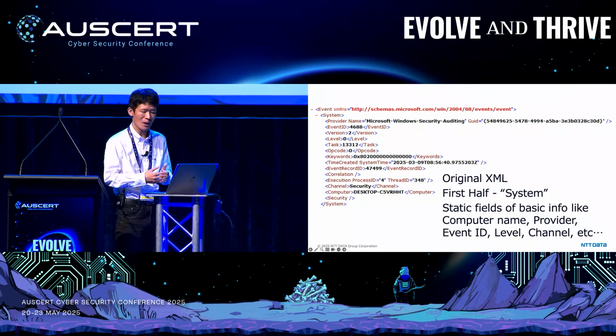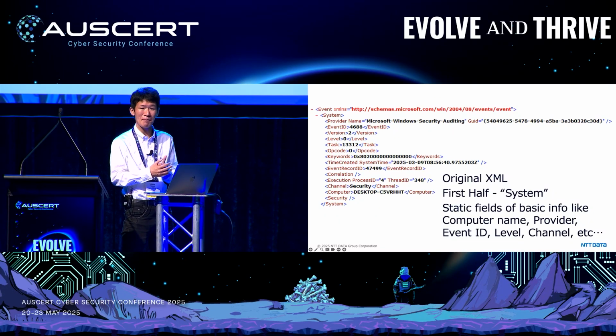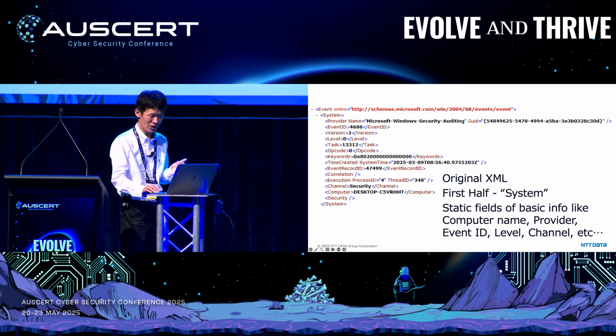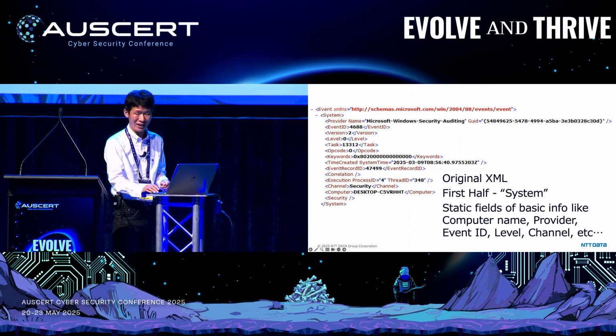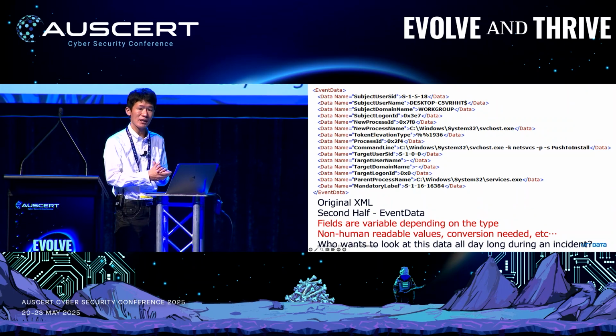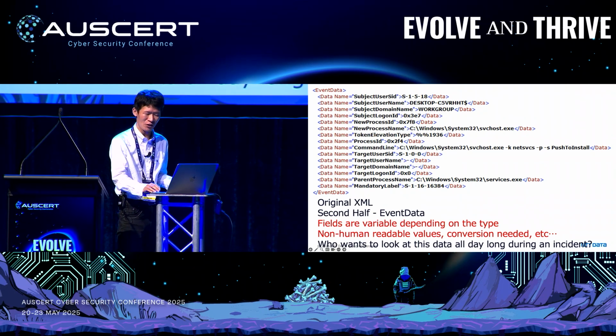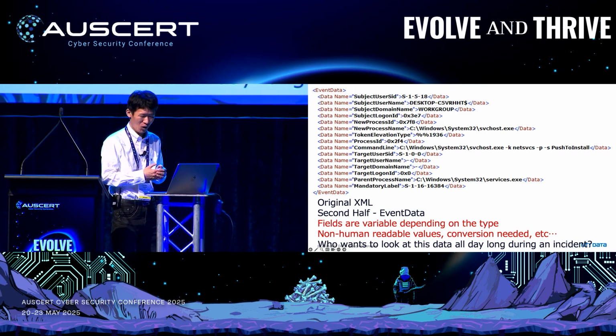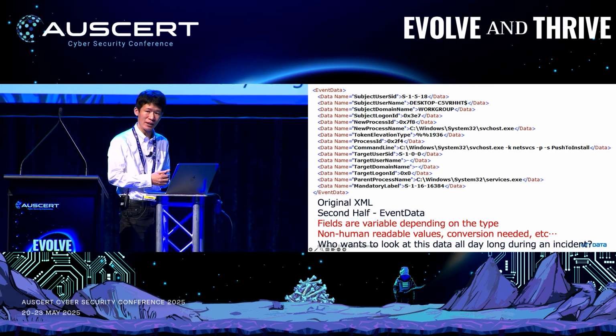This is an illustration of how an event appears in XML format within the Event Viewer. In the XML content, the first part is enclosed in a System tag, which contains basic fields such as computer name, event ID, and channel. The second part is enclosed in an EventData tag. Fields are variable depending on the event type, with non-human readable values, conversion needed, etc. Who wants to look at this data all day long during an incident?